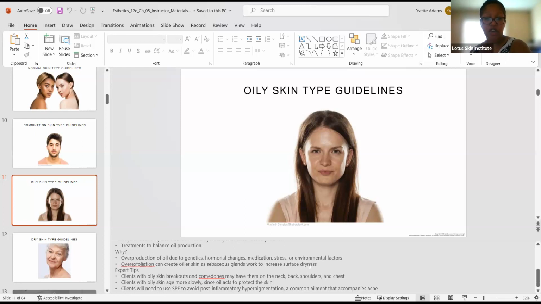Over exfoliation can create oilier skin because if you're drying skin out, the body's always going to try to bring itself to balance as well. So your oil glands are going to get active if it senses the oil is dry. So if you over exfoliate, you can make the problem worse because you're telling your sebaceous glands, we need more oil, the skin is dry. So be careful of that.